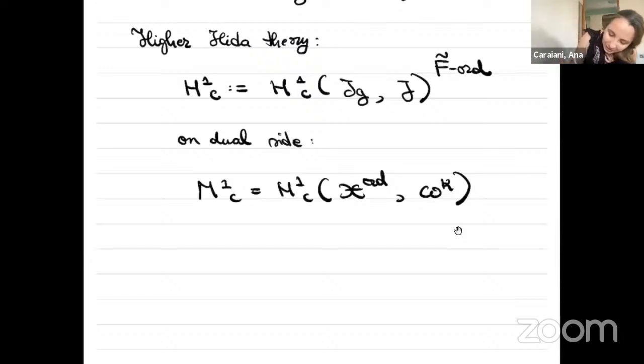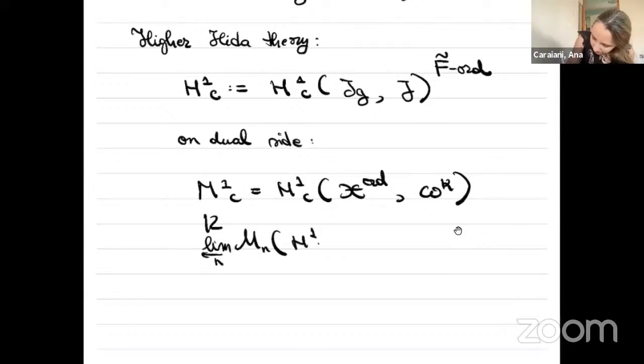But let me just say that these are again related by this functor M_n that I defined. So this again can be identified with the inverse limit with respect to n of this functor.